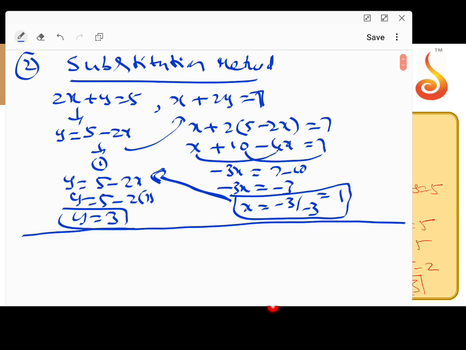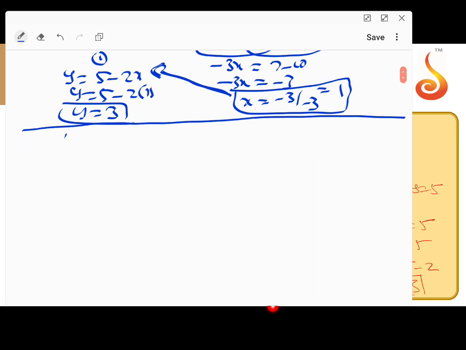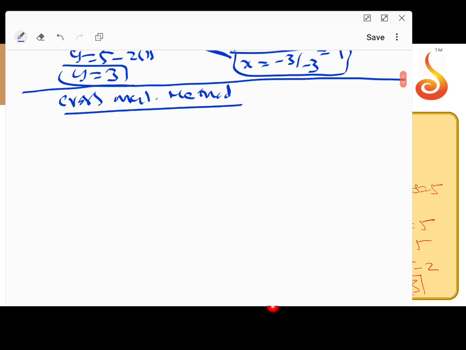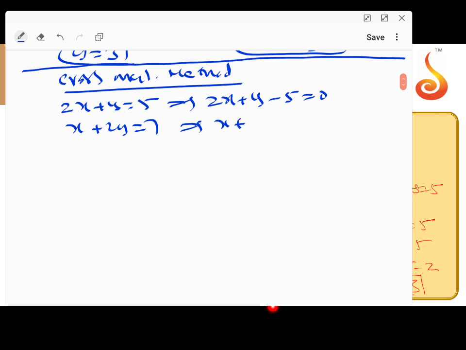So let us take the third method, which is the cross multiplication method. This is a little tricky method. Please listen carefully. So what are the equations? 2x plus y equal to 5 and x plus 2y equal to 7. In this method, bring all the terms to one side. So 2x plus y minus 5 equal to 0, and x plus 2y minus 7 equal to 0.